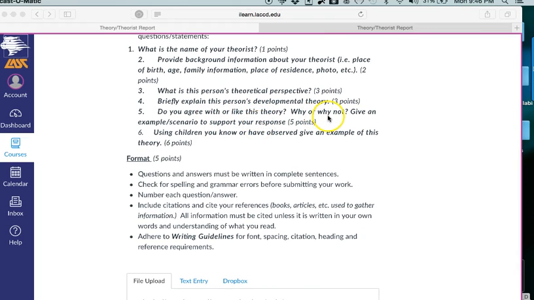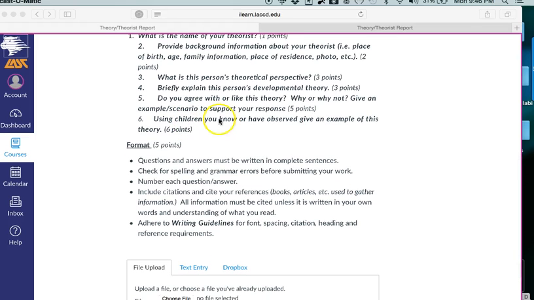And then why or why not? Yes, I agree with Erik Erikson's theory of psychosocial development. I agree with this theory because, for example, I'm currently in the stage of blah, blah, blah. According to Erikson, I can see how my life experiences, such as when I blah, blah, blah, relates to Erikson's stage and the crises that's taking place at that stage.